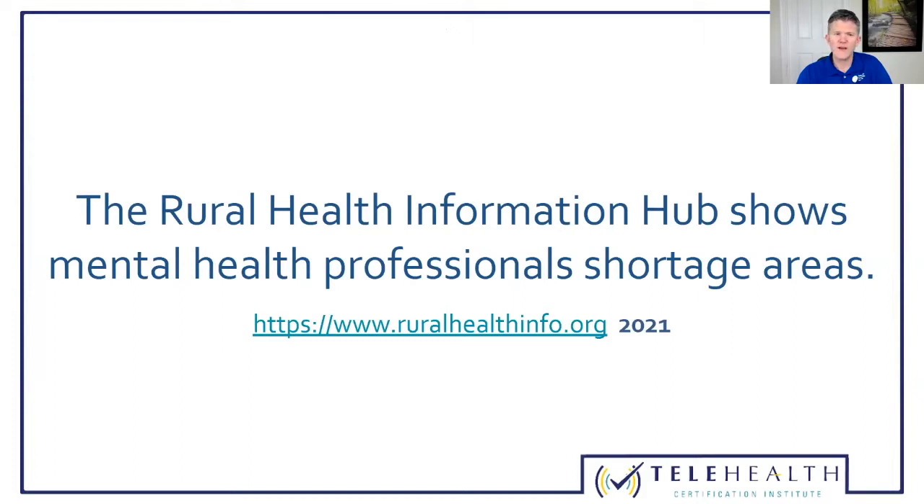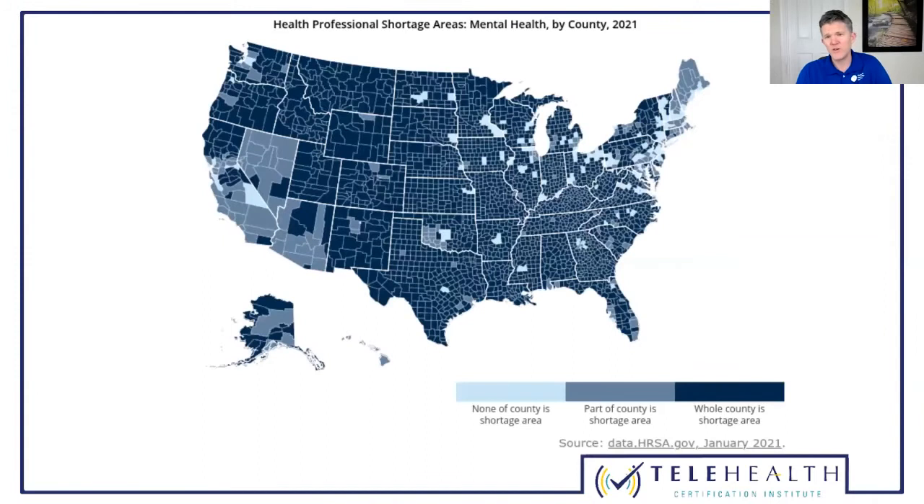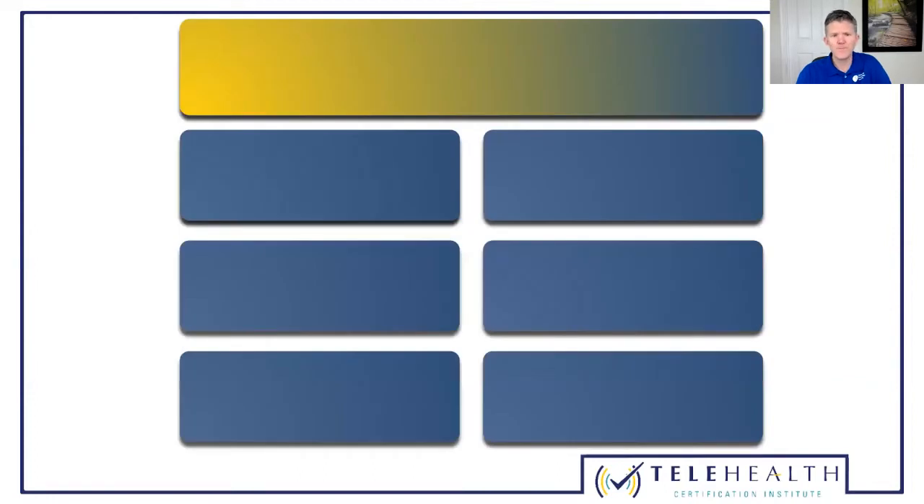We also have the government also looks at professional shortage areas, and they specifically look at mental health. So where in our country do we have a shortage of behavioral health professionals? Well, if you look at this map, anything other than the really light blue is a professional shortage area in our country. So almost the whole country, right? Not the whole country, but almost is a professional shortage area for behavioral health professionals. That's quite significant.